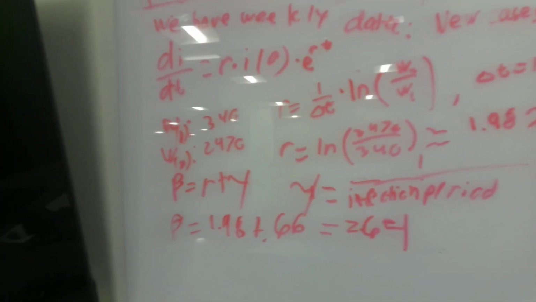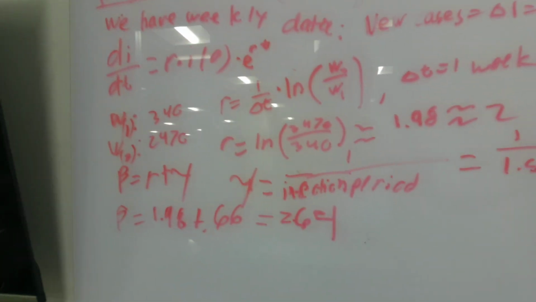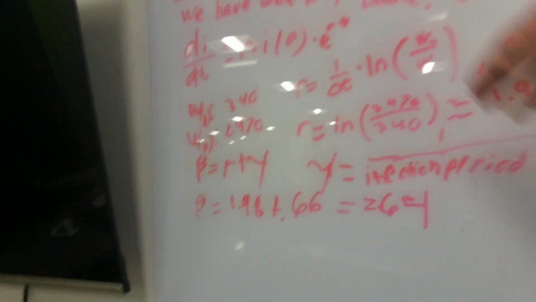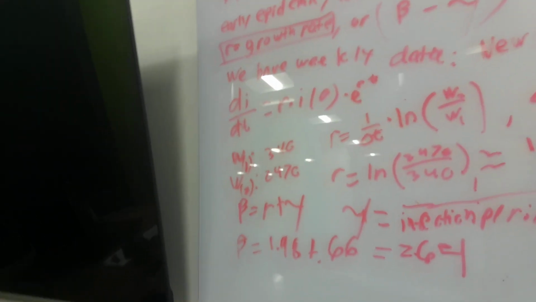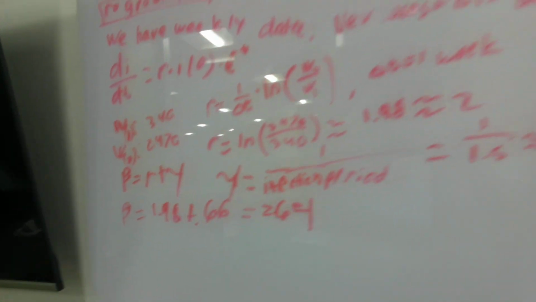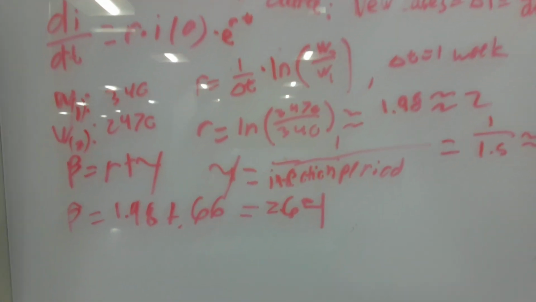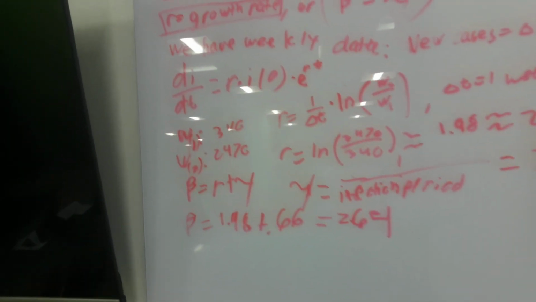Then you just solve through that and you eventually get r equals 1 over the change in time times the natural log of week 2 over week 1, because that's just the change from here. Because it's 1 week, that cancels this term out. So the r of this week is approximately the natural log of 2,470 over 340, or about 1.98, and that's what we use for the rest of the calculations.